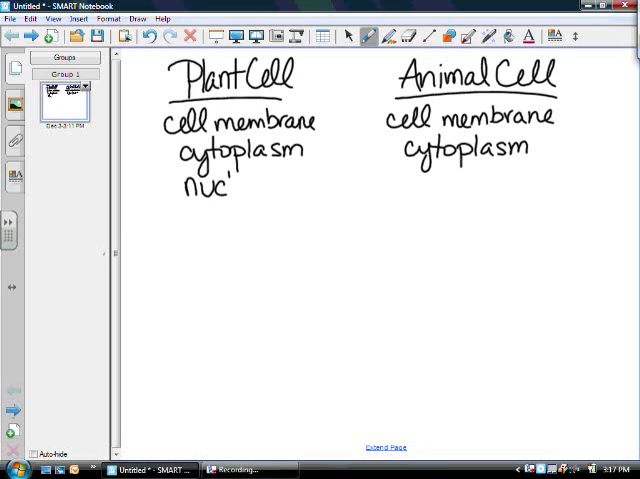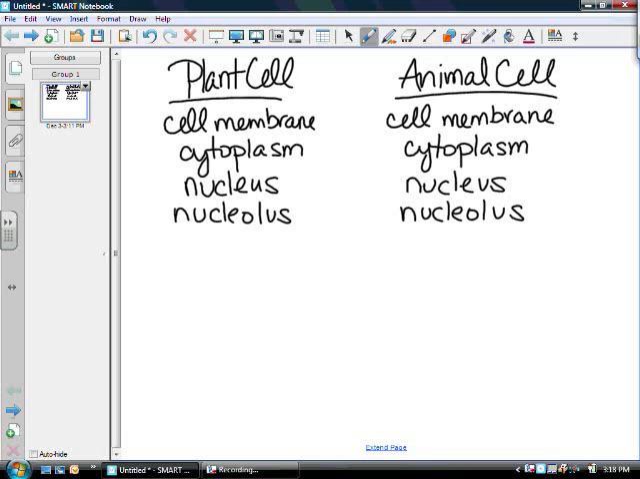Plant and animal cells are both eukaryotic, and we know that eukaryotic cells should have a nucleus. The nucleus is the control center. It houses the DNA, and the DNA is actually what controls cellular functioning. Inside of that nucleus is a structure called the nucleolus. The nucleolus has the job of making ribosomes.